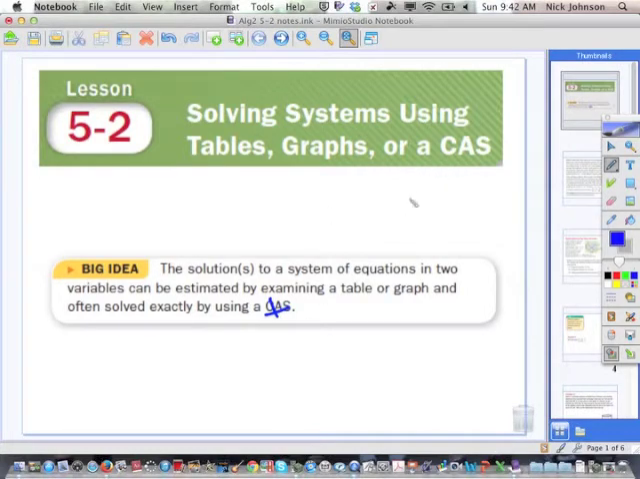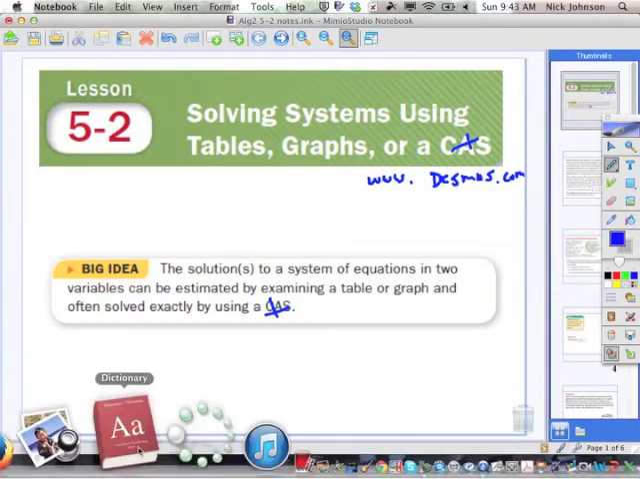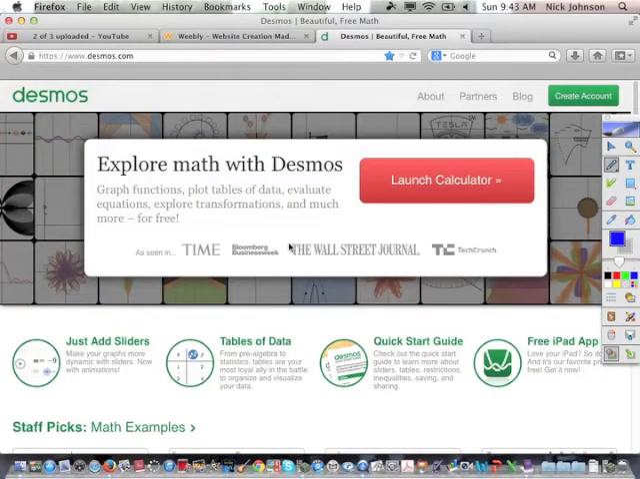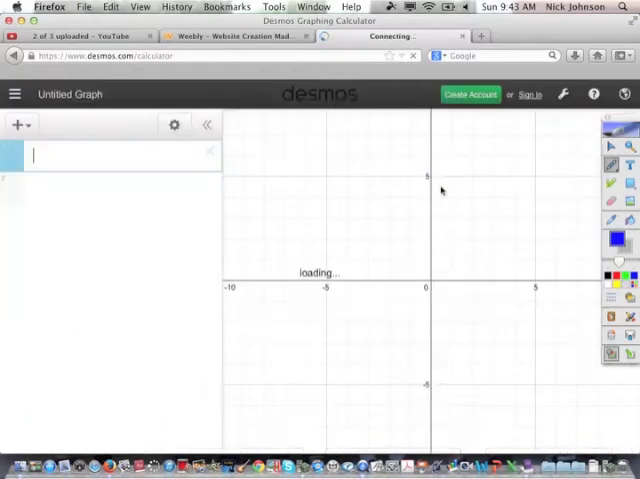But what I want to introduce to you as well is Desmos. Desmos is something that's on a website. It's called www.desmos.com. And if you go to that, what I want to show you is Explore Math with Desmos. This will come up as soon as you type it in. You hit Launch Calculator. All right.